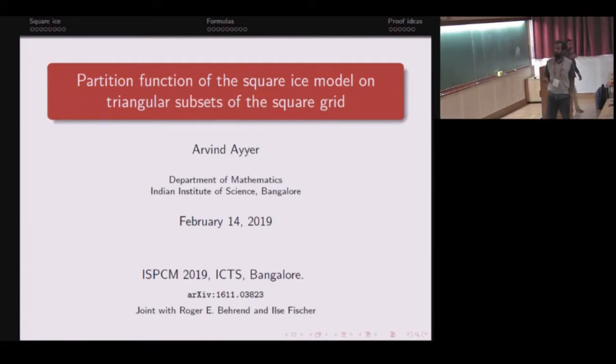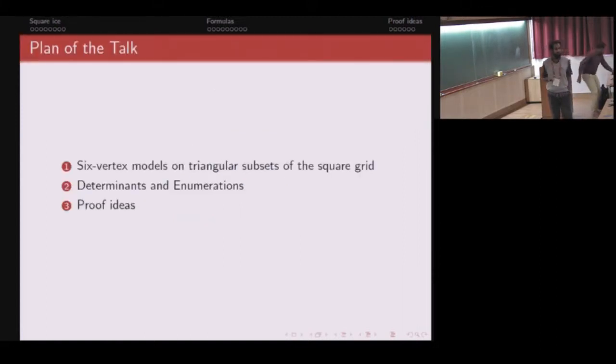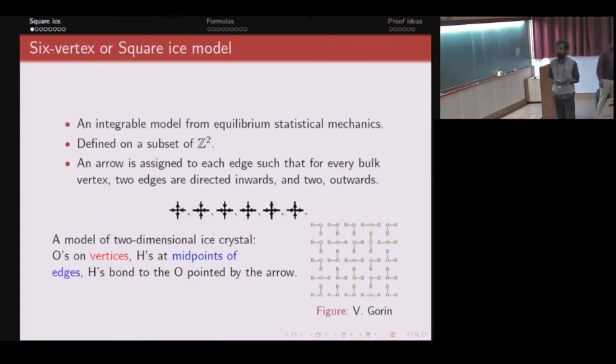So I'll talk about... I'm kind of tired of talking about exclusion processes to this audience, so I thought I'll tell you something more from the integrability side. This is joint work with Roger Behrend at Cardiff and Ilse Fischer at Vienna. So the original model is kind of classical. It's one of the classical integrable models.